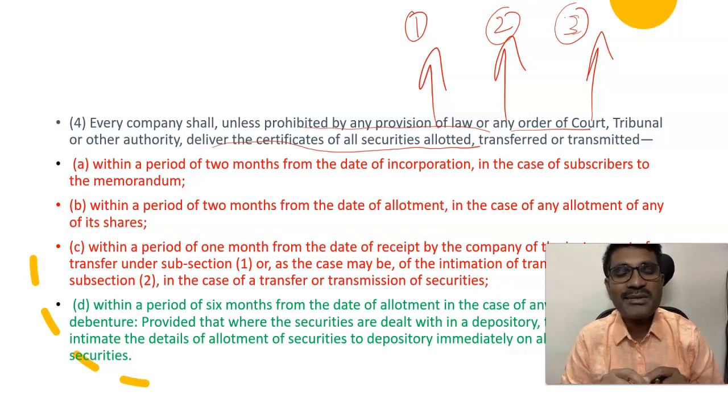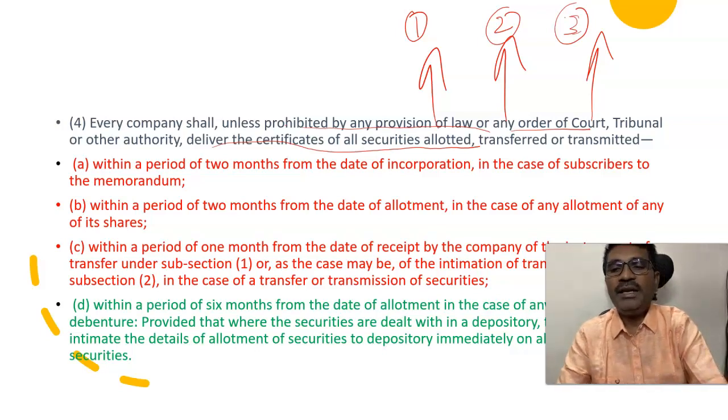For all these aspects, section 56 clause 4 comes. Every company, that means it applies to the public company, it applies to the private companies. So unless prohibited by the provisions of law or by any court order, the tribunal or any authority, it has to deliver the certificates of all securities allotted, transmitted and transformed within a period of 2 months from the date of incorporation in the case of subscribers of MOA, right?